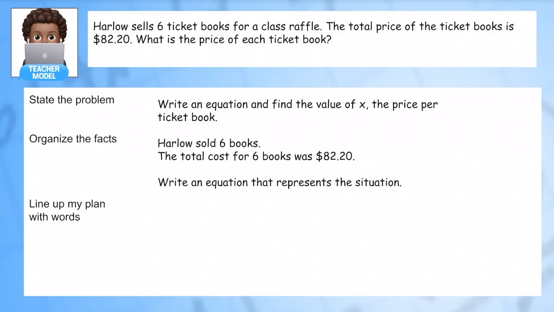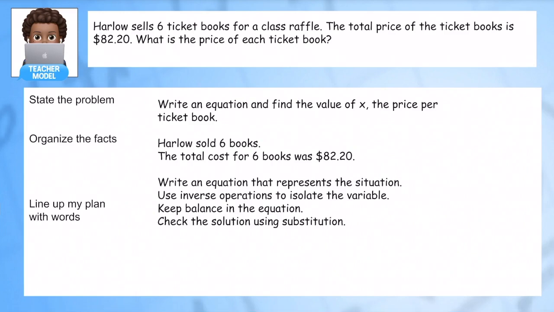So here's my plan. I'm going to write an equation that represents this situation. It does look like it's only one step because I just know it's a number of books, all the same price, making $82.20. So I'm going to make a visual for that. I'm going to use my inverse operations to isolate that variable. I'm going to keep things balanced, and then I'm going to check my solution using substitution. So hit pause so you can get this plan into your notes, and then watch as I verify my plan with action.